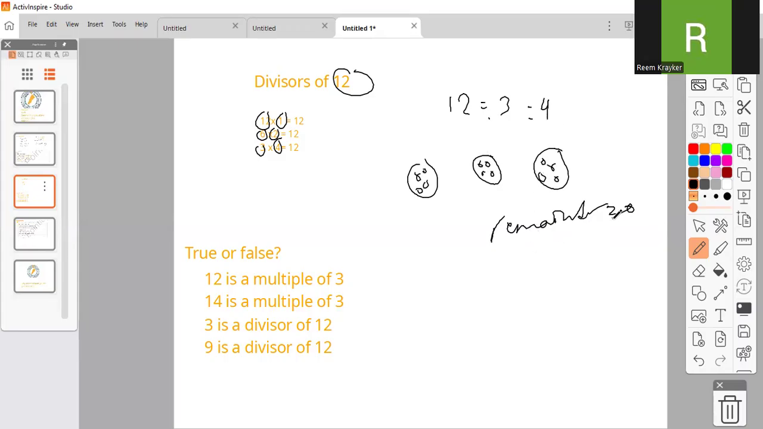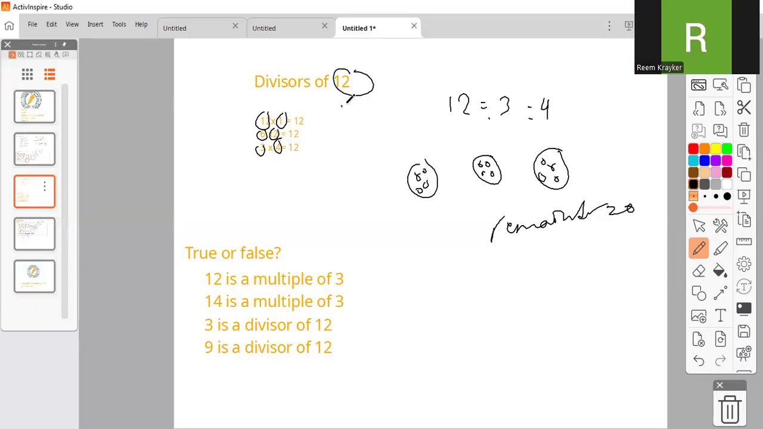The remainder is 0. Also, if you have 12 candies, you can divide them among 12 students. Each student will take 1. So 12 is also a divisor of 12. If you divide 12 by 1, and you have 12 candies, you give them to one person only, and this person will take the whole 12 candies. So 1 is also a divisor of 12. You know that 1 is a divisor of all numbers.